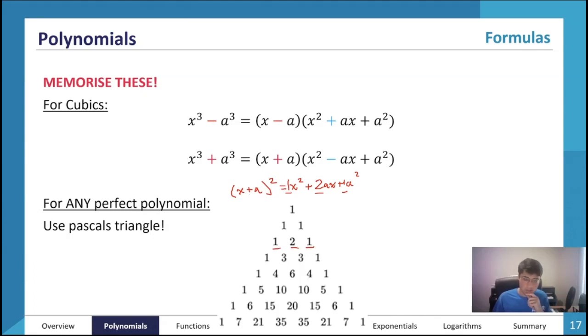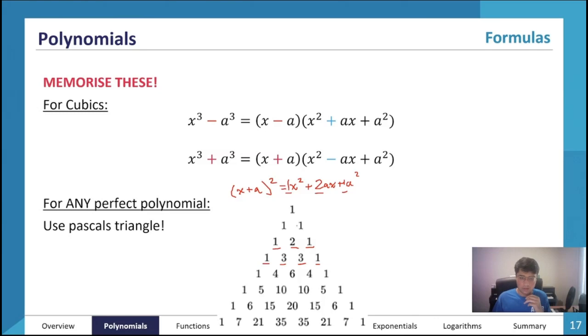For cubics, the expansion formula is x cubed plus 3a squared x plus 3ax squared plus a cubed. And the way I got those coefficients is looking at the fourth row. So whatever power you're raising a linear factor to, look at the row number on Pascal's triangle, but add 1 to it. You're looking at that row.